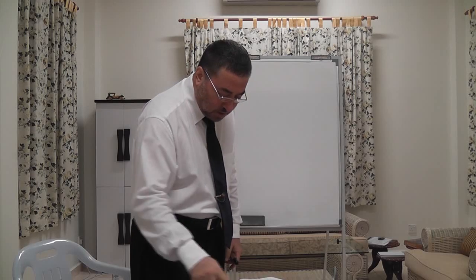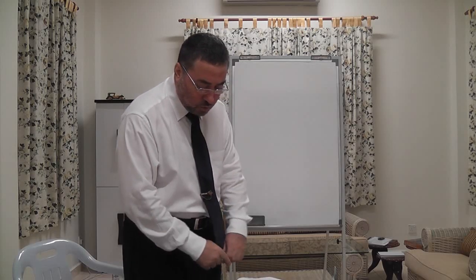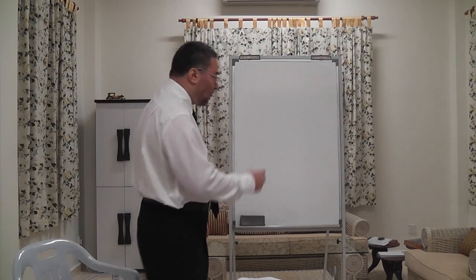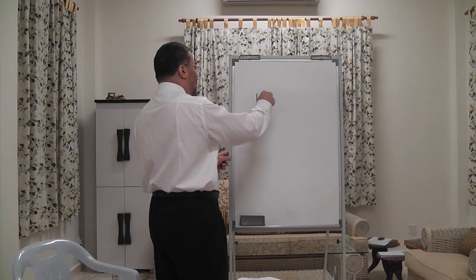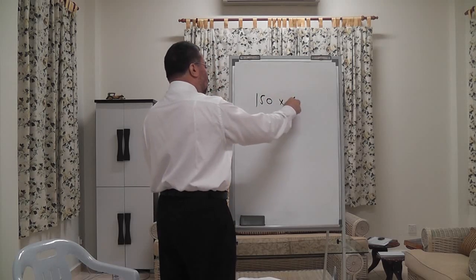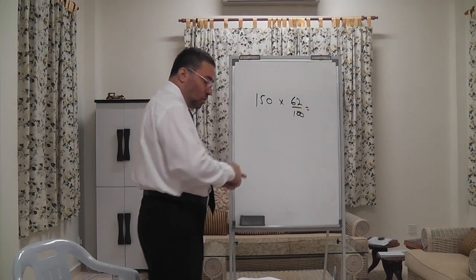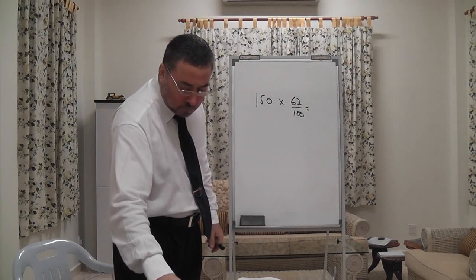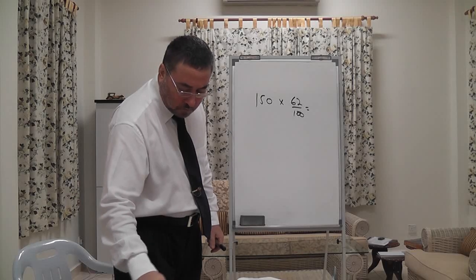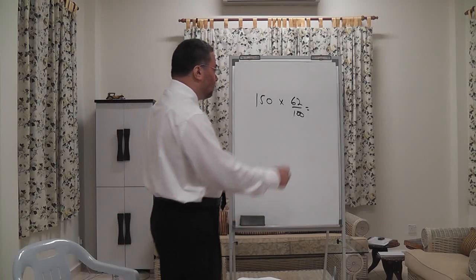Number 17. What number is 62% of 150? Here we simply multiply 150 times 62 over 100, and that's equal to 93.